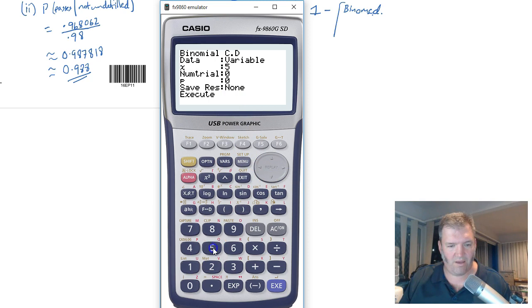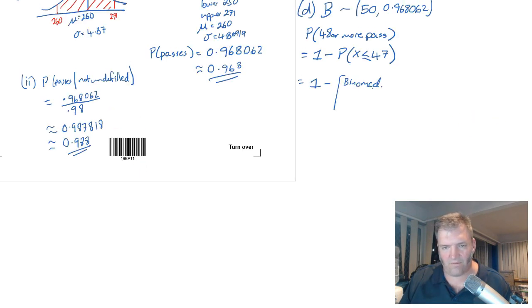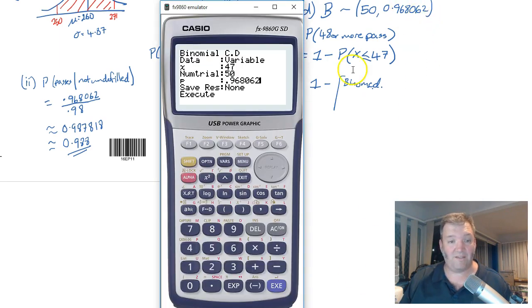So here we go. That's not the number of trials, that's how many successes we want, up to and including 47 out of a possible 50. The probability for success is pretty high, so it's... wrong one, 0.968062. Remember, we're going back to the original one there. There we go, 0.968062.